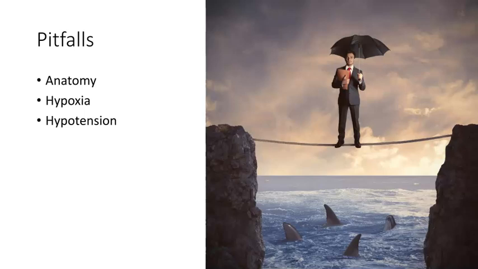Hypoxia is another pitfall. Remember that the oxygen dissociation curve tells us that as the pulse oximetry reading approaches 90%, the patient is approaching a dangerous and precipitous drop in their oxygen levels. The implication here is that they won't be able to tolerate apnea. Do everything in your power to prevent hypoxia. We know that patients who become hypoxic have an increased risk of bad outcomes and death from rapid sequence intubation.